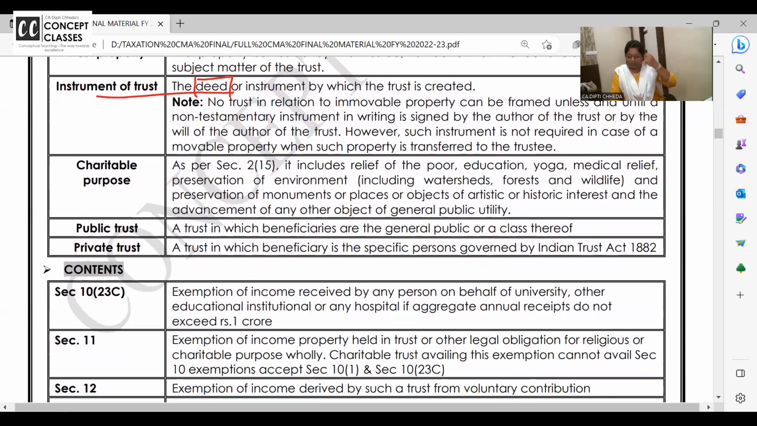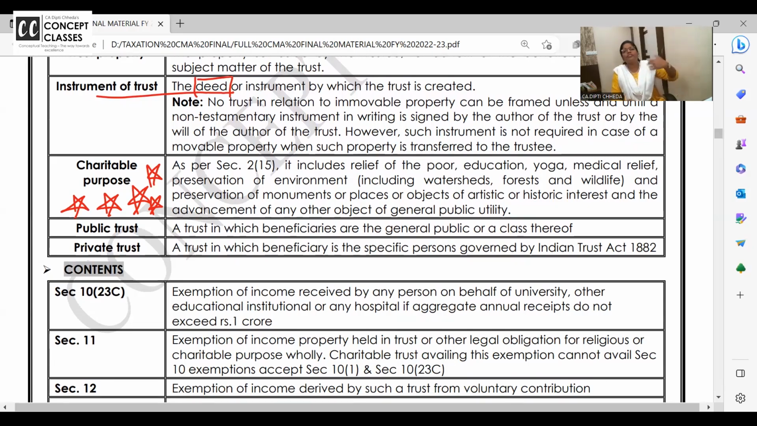Now, charitable purpose. Mark this as very important and you should learn it word to word. Feed this well, give it five-star, give it KitKat. As per section 2, clause 15, charitable purpose.